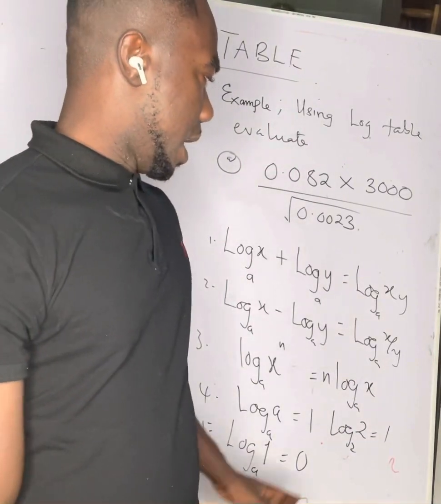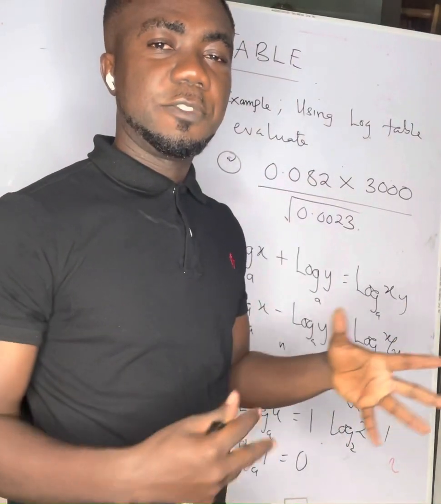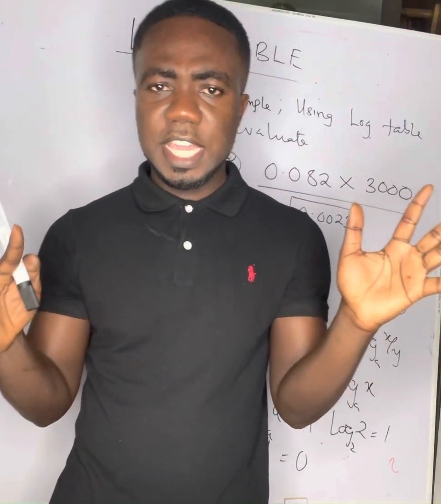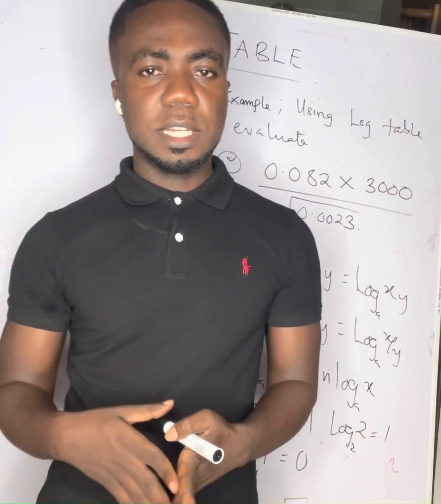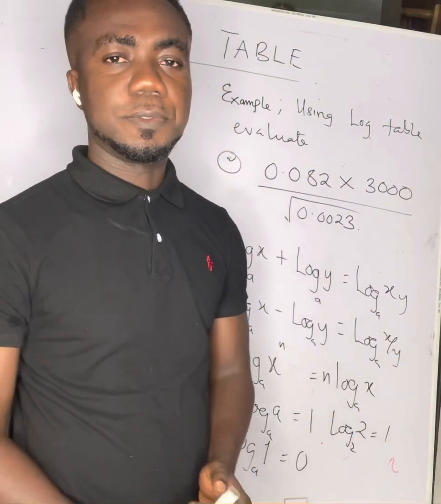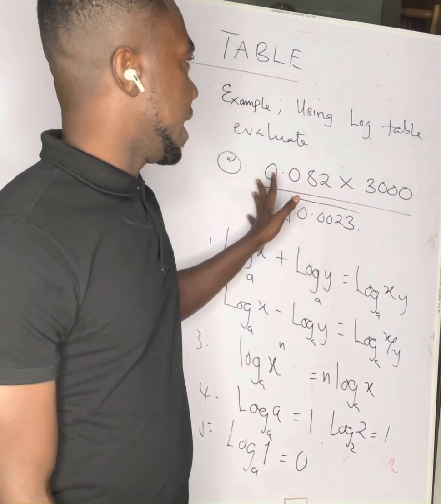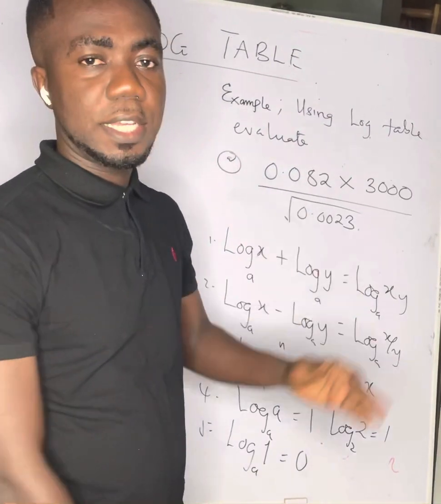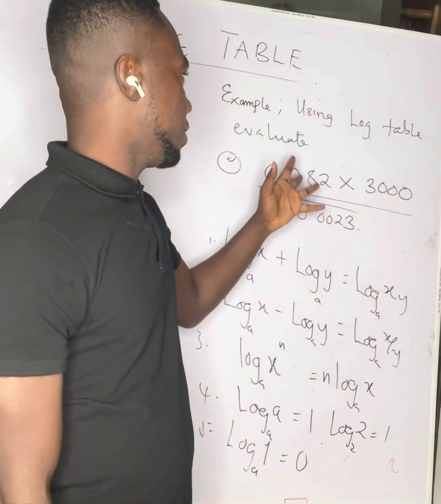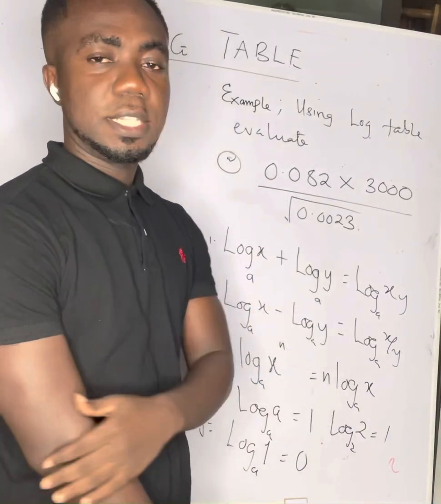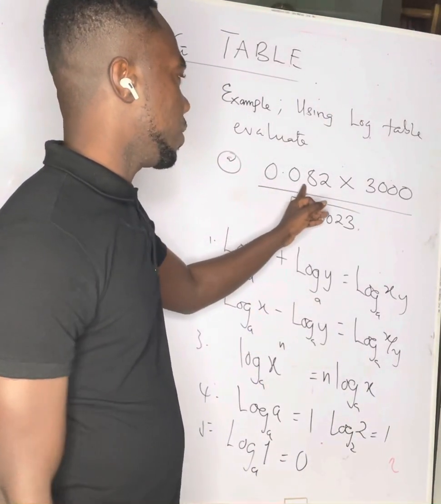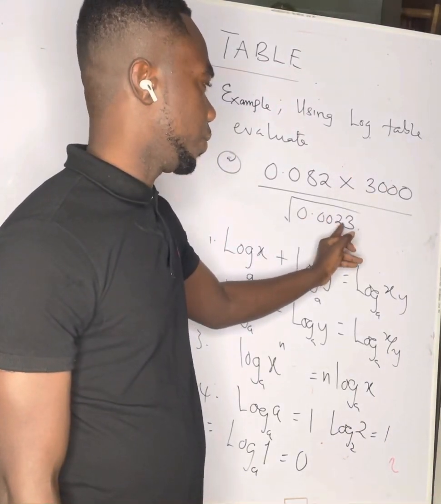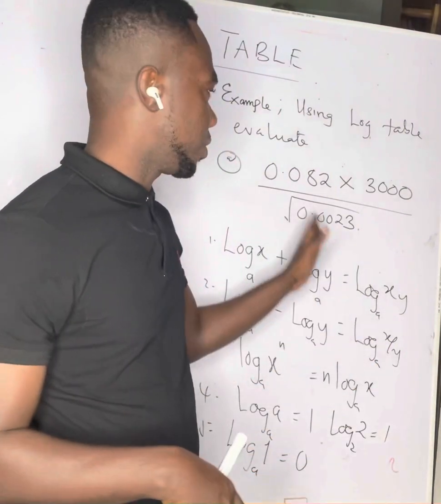And an additional property that we look at is the change of bases. When you have a log in base a and want to change it to, say, base 10, there is a procedure to go through. So we'll look at that one too. But today's topic is under log table. So we have an expression here. We are asked to use log table to evaluate this expression. We have 0.082 multiplying 3000 over square root of 0.0023. We have to use log table to solve for this.